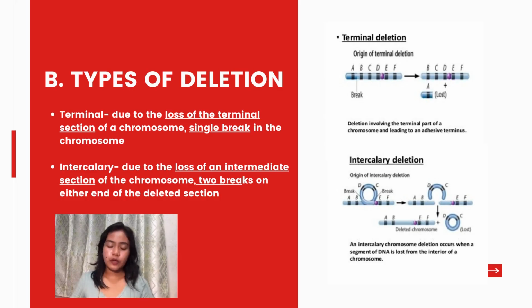Now for the types of deletion. Deletion can either be terminal or intercalary. The terminal deletion occurs due to the loss of the terminal section of a chromosome. This involves a single break in the chromosome. The intercalary deletion occurs due to the loss of an intermediate section of the chromosome. This involves two breaks on either end of the deleted section.